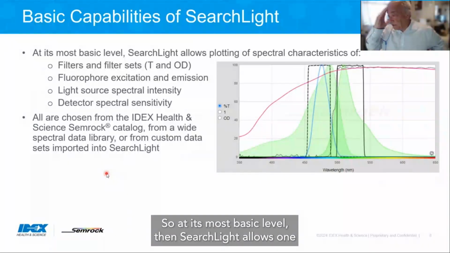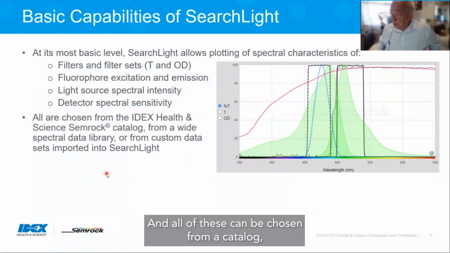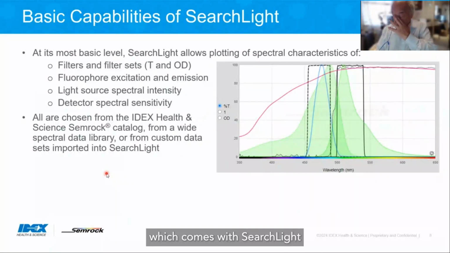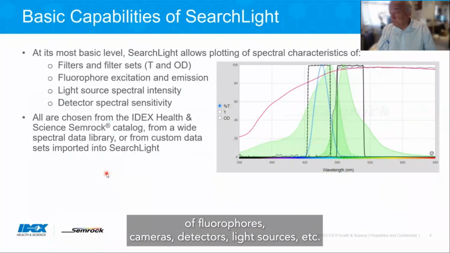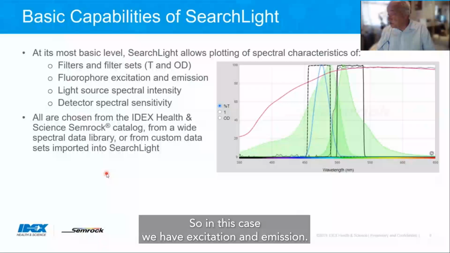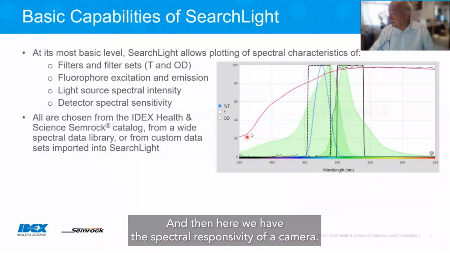So at its most basic level, SearchLight allows one to plot spectral characteristics of these filters, the excitation spectra, etc. And all of these can be chosen from a catalog, which comes with SearchLight, which includes a wide library of all kinds of fluorophores, cameras, detectors, light sources, etc. And of course, you can also add custom data. So in this case, we have excitation and emission spectra again in the green. We have a light source spectrum. This is an LED, most likely. And then here we have the spectral responsivity of a camera.